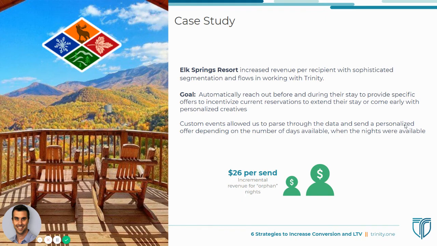This worked really, really well. It drove a $26 per send incremental revenue on each email that went outbound for all of these orphan nights. Just revenue that the company would never have experienced. And this peaked at about $100K a month.